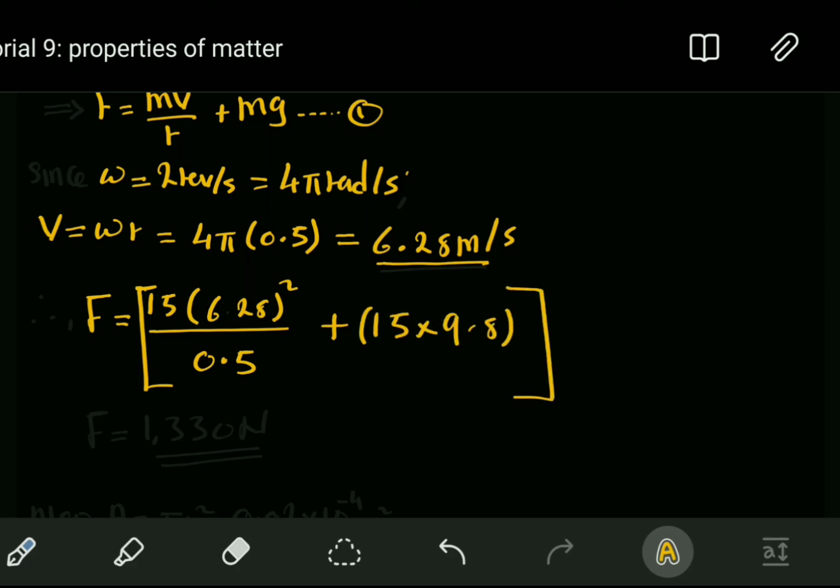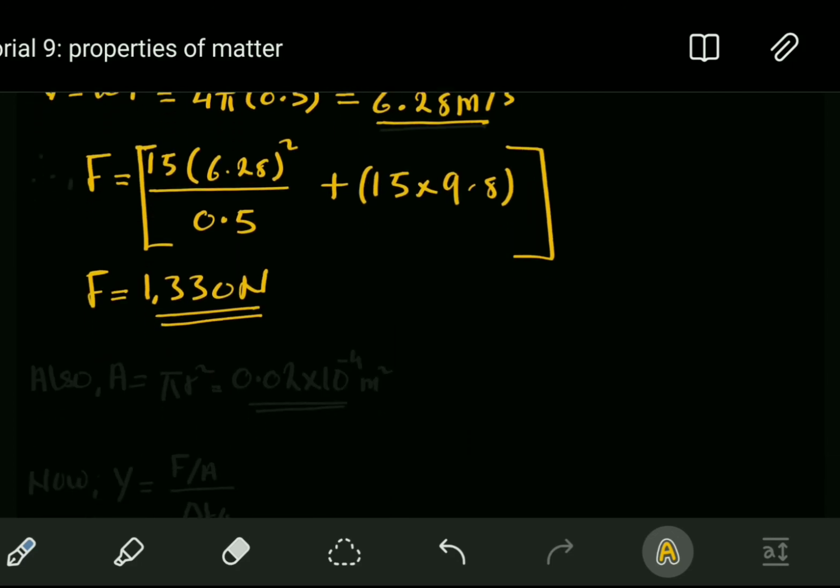All right, so we have our mass as 15 kilograms, we have our v as 6.28, and the rest are given in the question. When we substitute those values, we obtain the value of F as 1330 newtons. So this is the net force that is exerted on this wire.